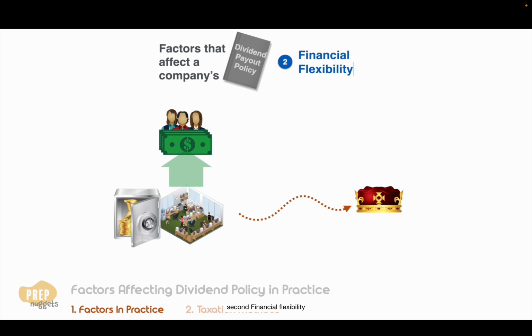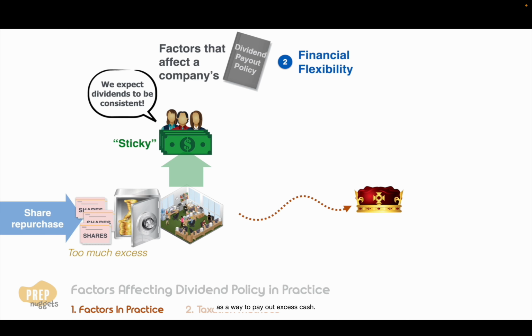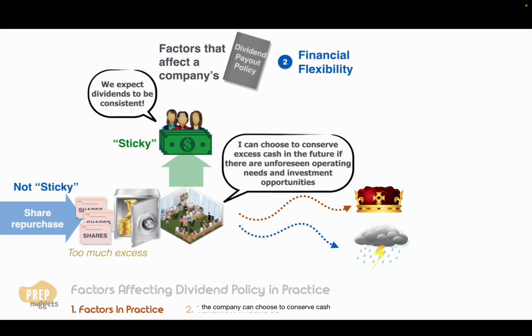Second, financial flexibility. We've learned earlier that shareholders expect dividends to be sticky. That is, they expect the dividends to be consistent. So rather than paying too much dividend in years with plenty of excess, some firms prefer to practice financial flexibility through stock repurchases instead of dividends as a way to pay out excess cash. Since stock repurchase plans are not considered sticky, they allow the company financial flexibility going forward. The company can choose to conserve cash in the years when it needs to meet unforeseen operating needs and investment opportunities.